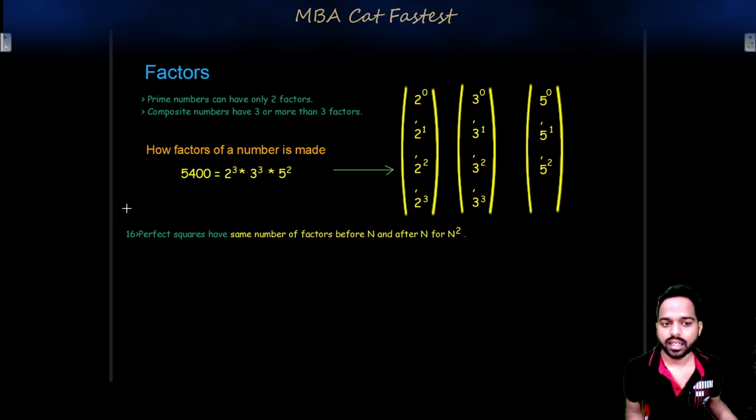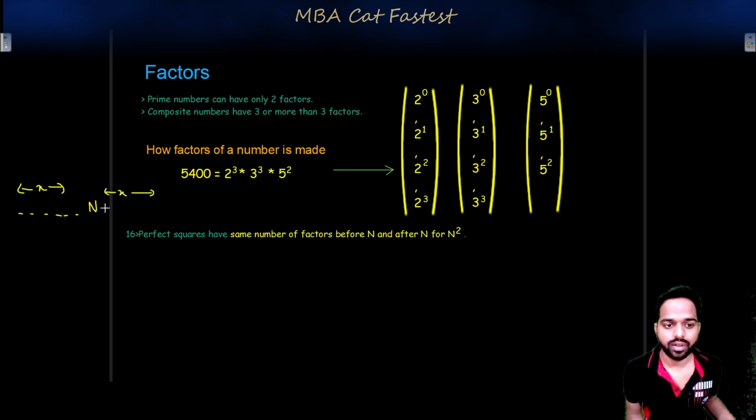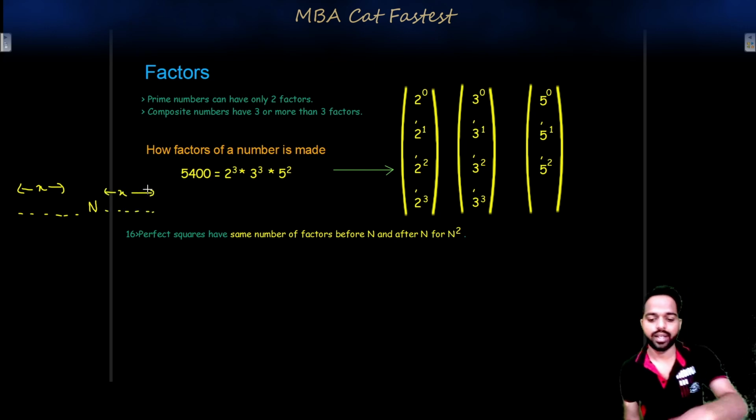Okay, so let's consider a number n square. We know by now that a perfect square will have an odd number of factors, and n will always be the middle value. For 36, let's say 6 would be the middle value. It will have the same number of factors before n. For 36, if 6 has n number of factors before 6, then it will have n number of factors after 6. This is what is written by the statement over here.